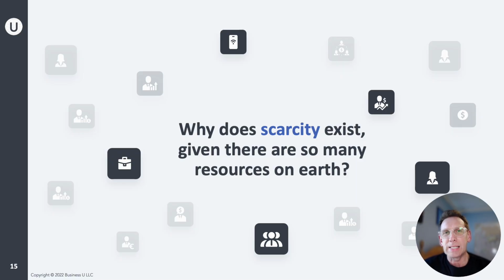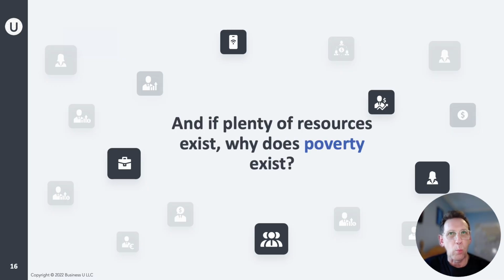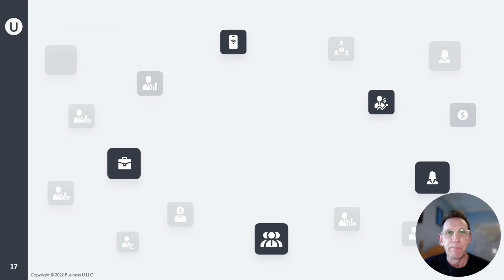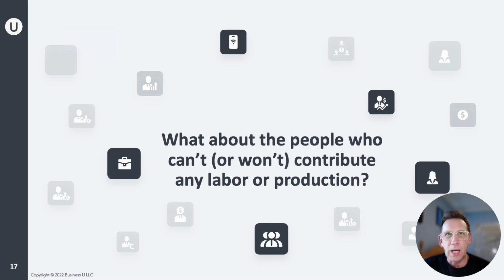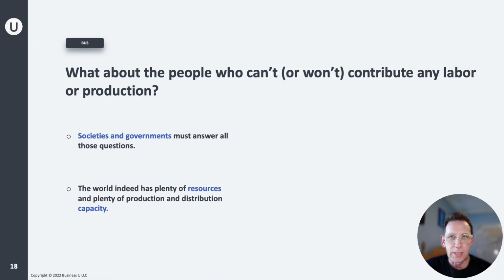Well, why does scarcity exist given that there are so many resources on Earth? And if plenty of resources exist, why does poverty exist? What about the people who can't or won't contribute to any labor or production? Well, let's talk about the answer to that last question. What about the people who can't or won't contribute any labor or production? Societies and governments must answer all of those questions.